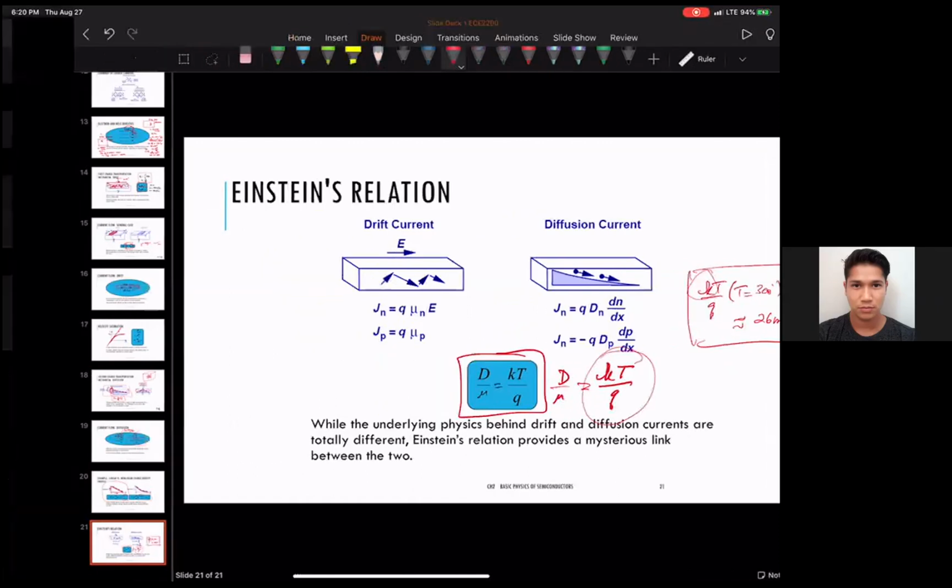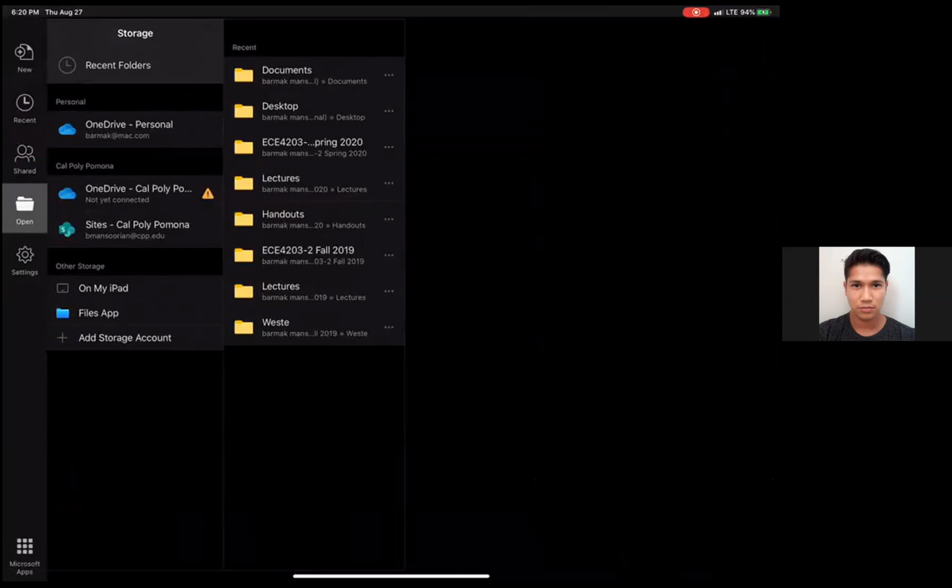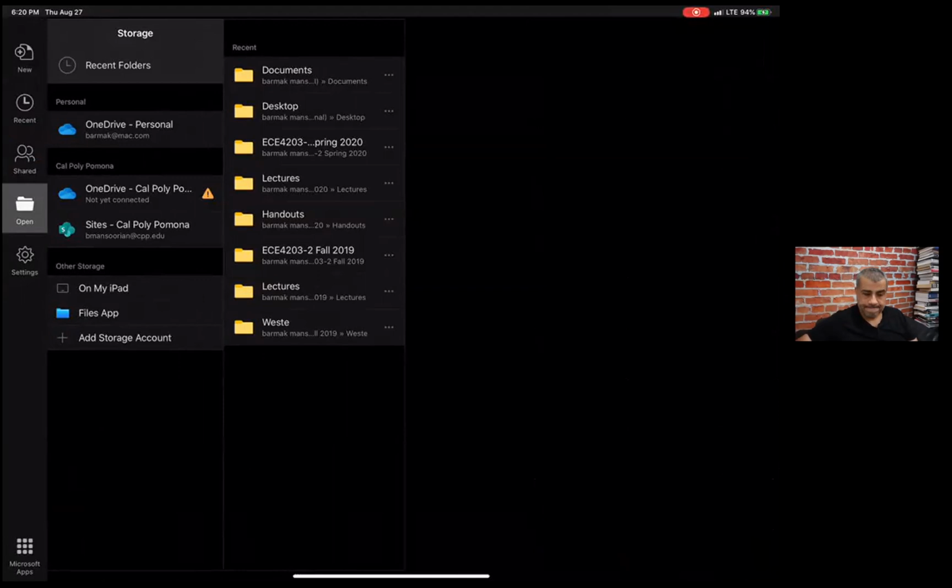Professor, the temperature is in kelvins or Celsius? Yeah, the temperature is always in kelvins in this class. And all these equations always use kelvins in all semiconductor equations.